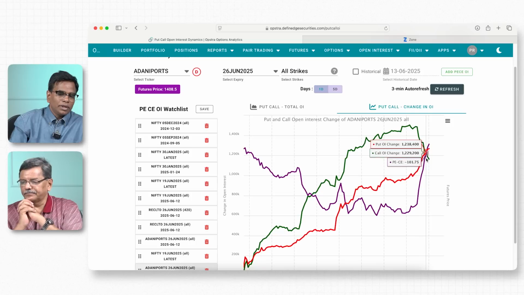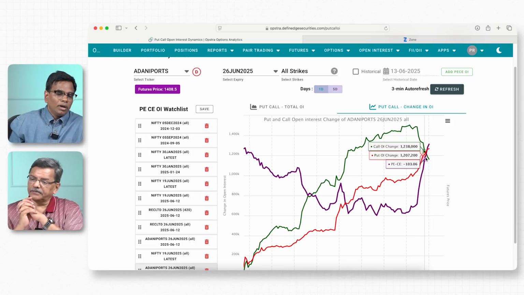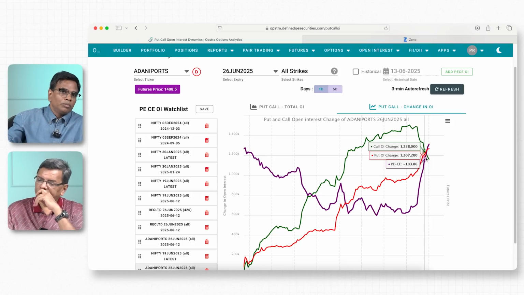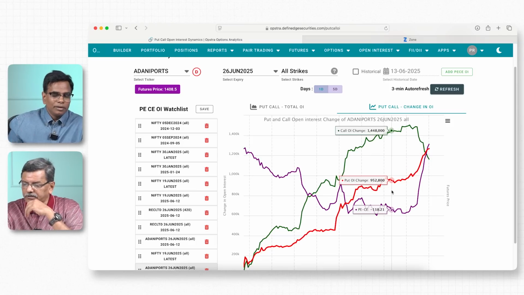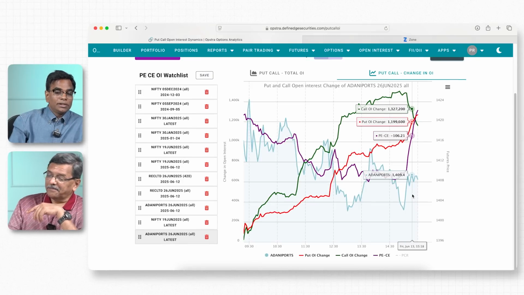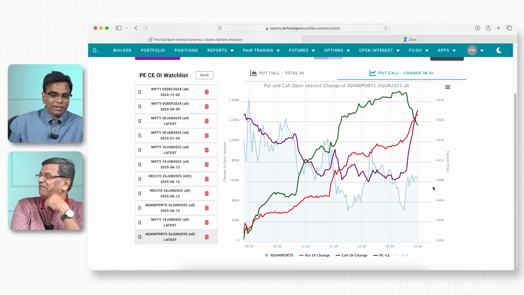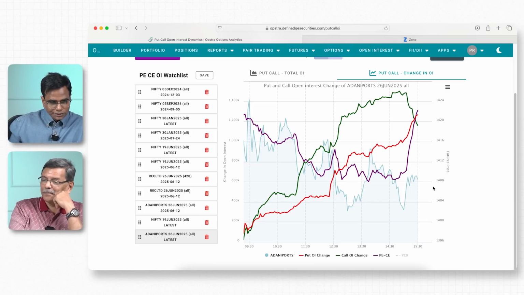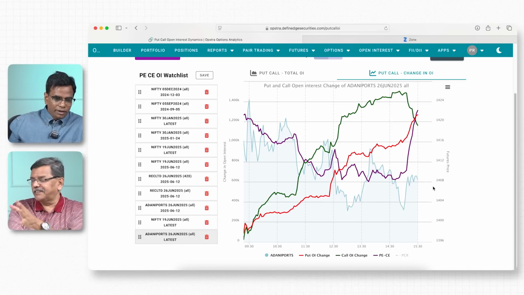And that indicates that there might be some bullish action, which you can confirm on Monday. Just see the price chart. What happened? Okay, this is interesting. There's not much action in the price, but options OI says that it is bullish.